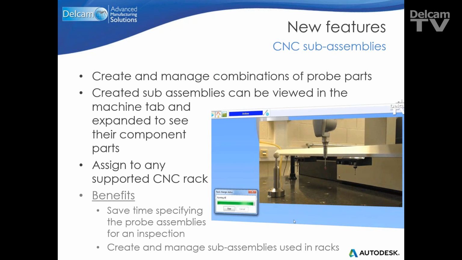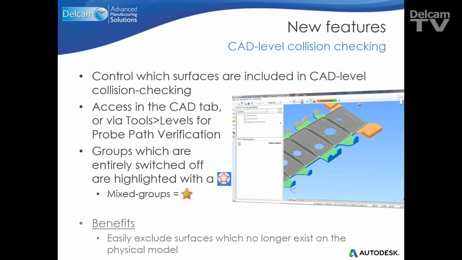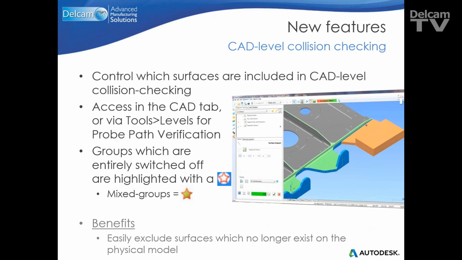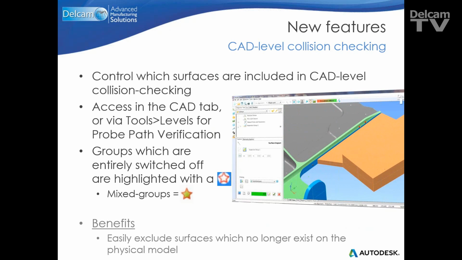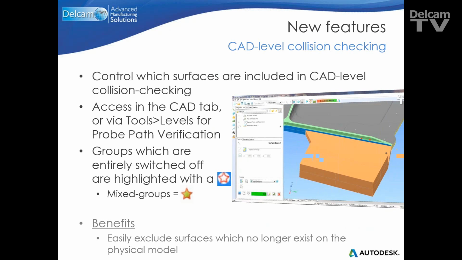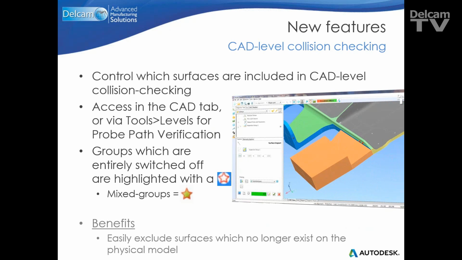Right, so let's move on to now CAD-level collision checking. It's now possible to exclude surfaces from collision checking. Let's first create an inspection sequence. We'll do this by using inspection on the fly points, and we will create an inspection point along our model. As you can see, I've placed 2 down, and then I want to inspect the blue part of this model.